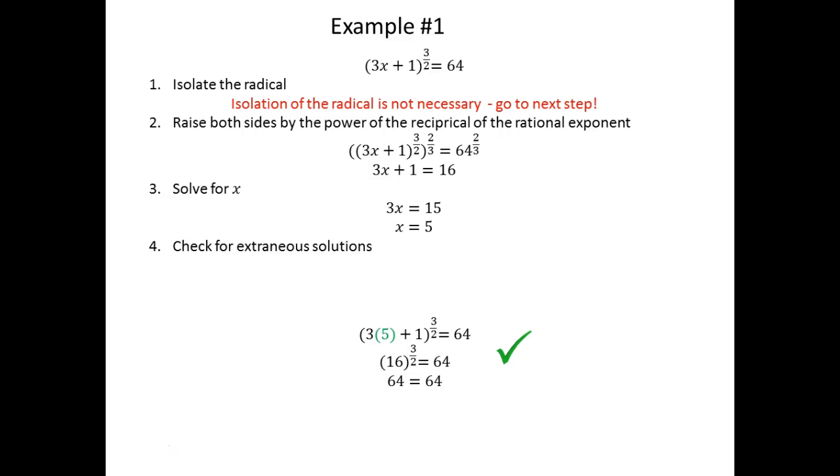Now, I want to go over this again because a lot of you did miss this or got confused about this on the quiz. If you have a fractional exponent, you raise both sides by the reciprocal. You flip the fraction and raise both sides. That gets rid of the exponent on both sides. And then you proceed. It's usually a pretty easy equation to solve after that.